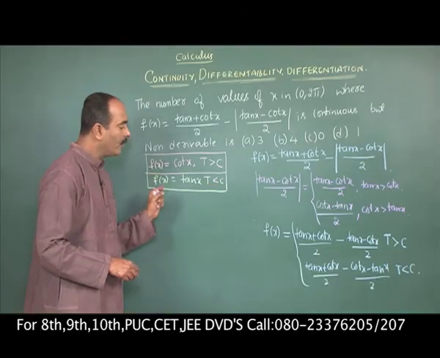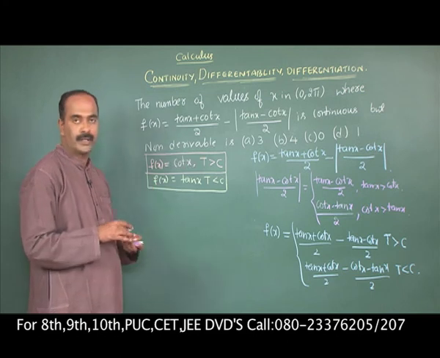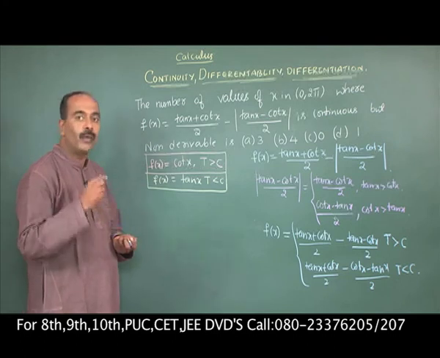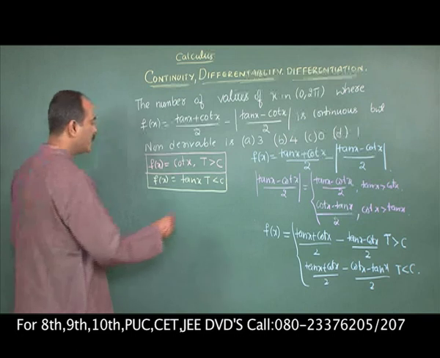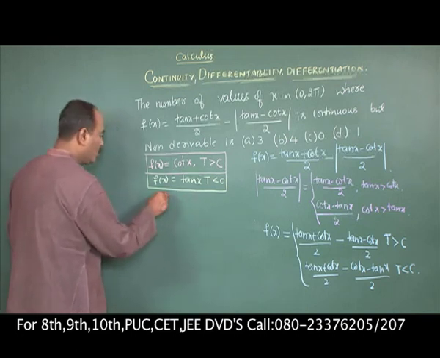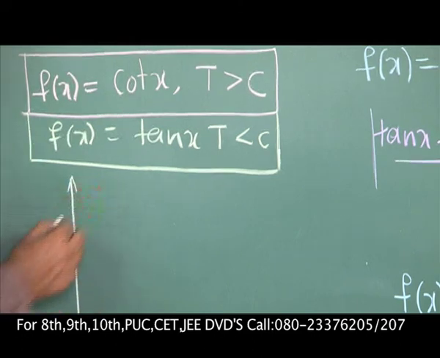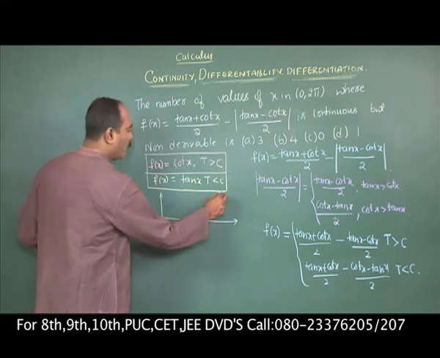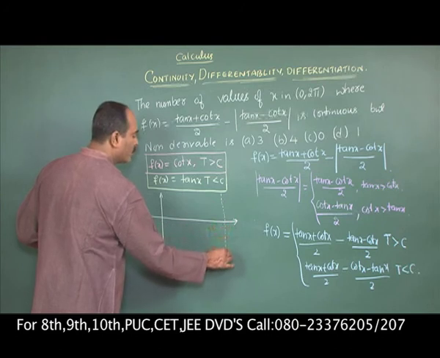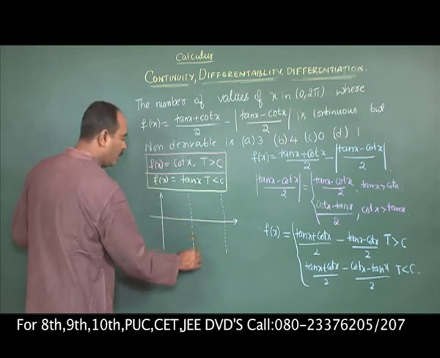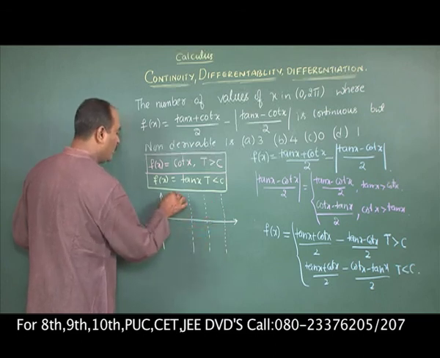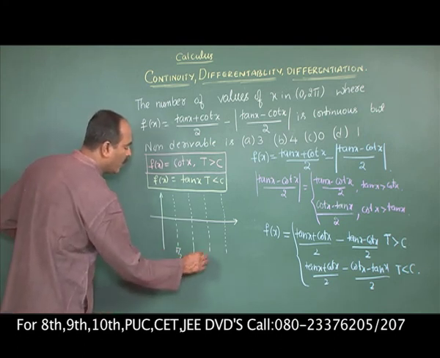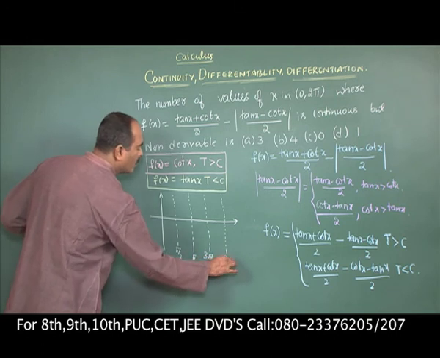They are one and the same. So, with this knowledge, you can easily analyze the number of points of non-derivability. Now let us draw the graph of tan x and cot x in one rectangular Cartesian system and analyze. The points should be between 0 and 2π only. This is π/2, this is π, this is 3π/2, this is 2π.